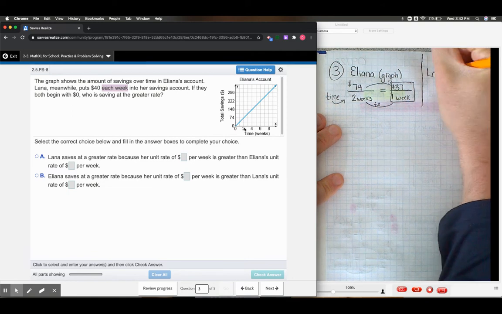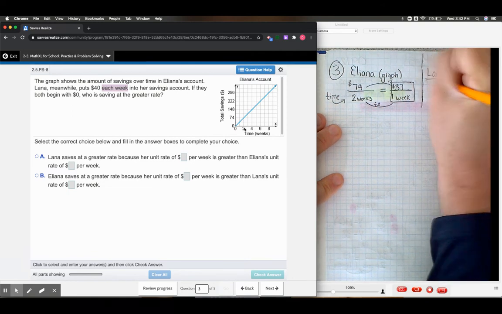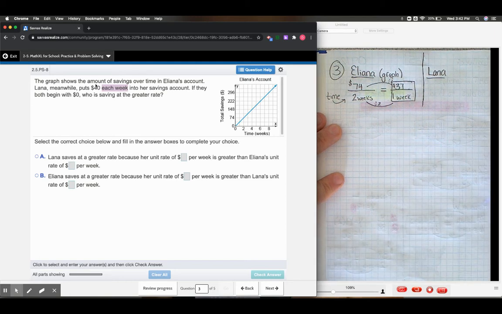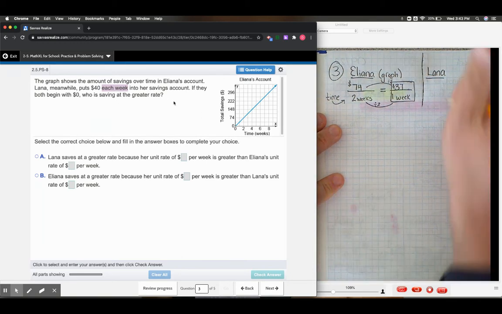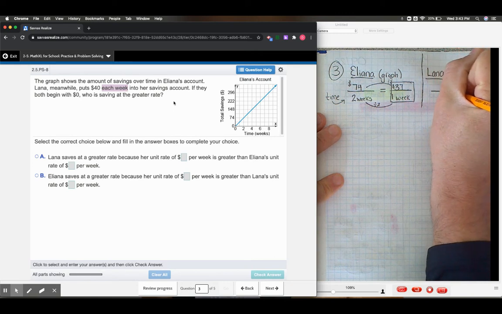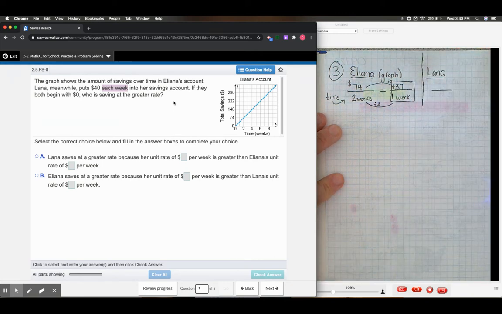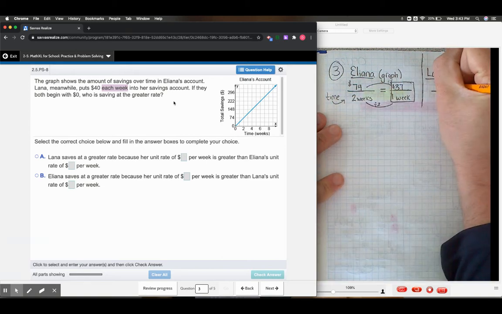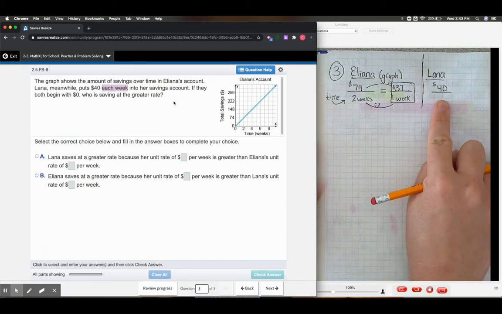And then we have Lana. And Lana's is the word description. In the word description, it tells us Lana, meanwhile, puts $40 each week. And you saw me leave this highlighted. That's purposeful. I'm going to make my rate. The only number they give us is $40. So remember, money went on top here, so let's keep that the same, $40. And then we need the time in the bottom.